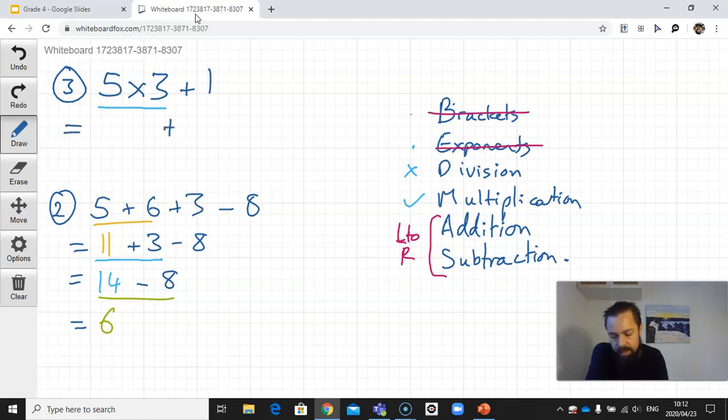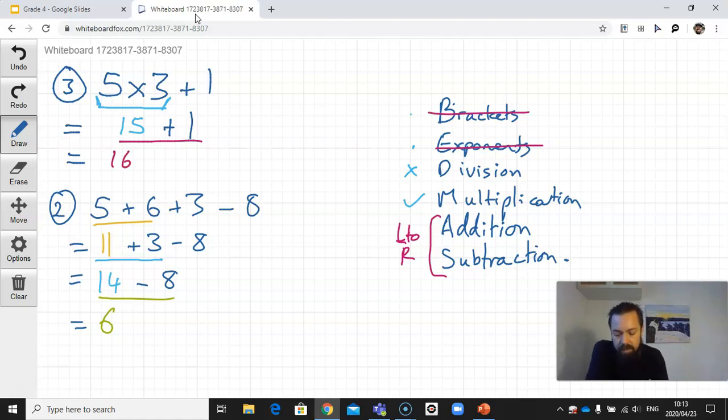My plus 1 isn't going to change. My multiplication is. So I'm going to find the answer to this part, and I'm going to write that underneath, and it's going to replace the multiplication. So 5 times 3 is 15. It's taken the place of those two things, it's the answer of that. I've only got one thing left to do. 15 plus 1 is 16, and there's my answer.